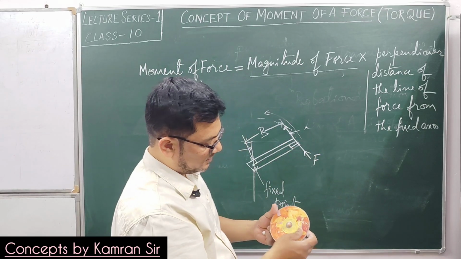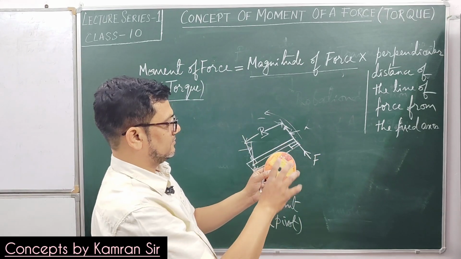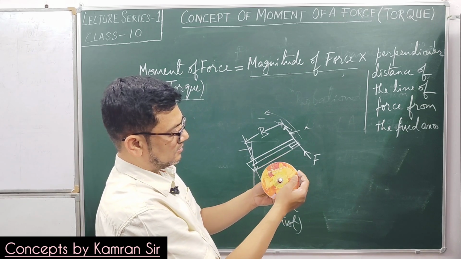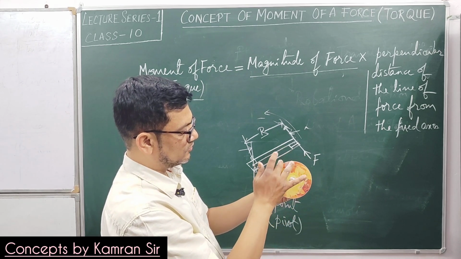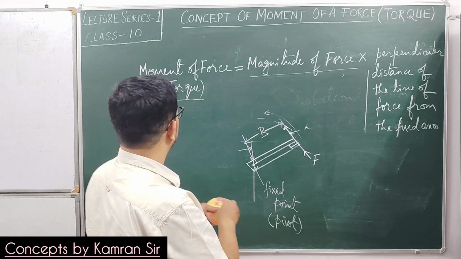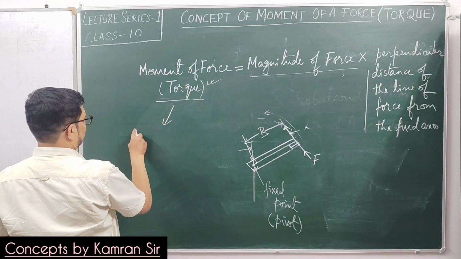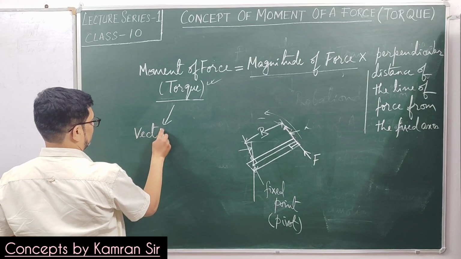Now another thing that we need to understand here: if it is in this anti-clockwise rotation, then this quantity, torque, is a vector quantity, right? This is a vector quantity.